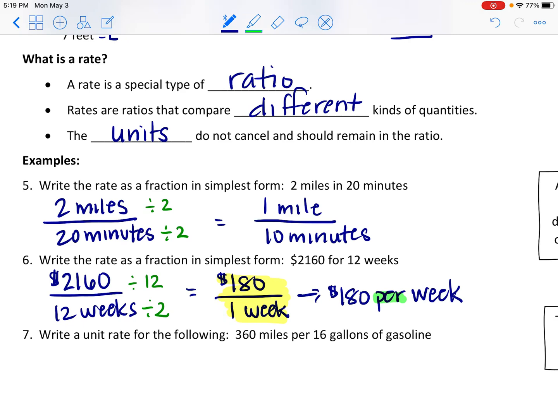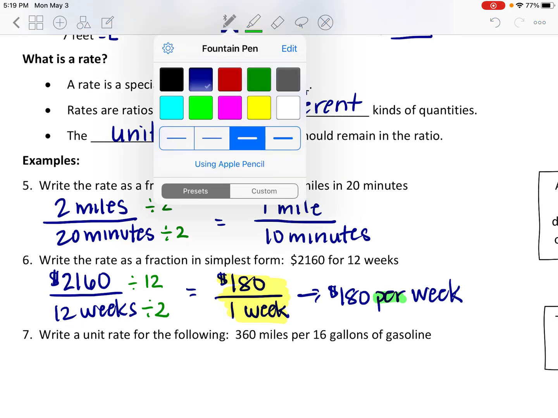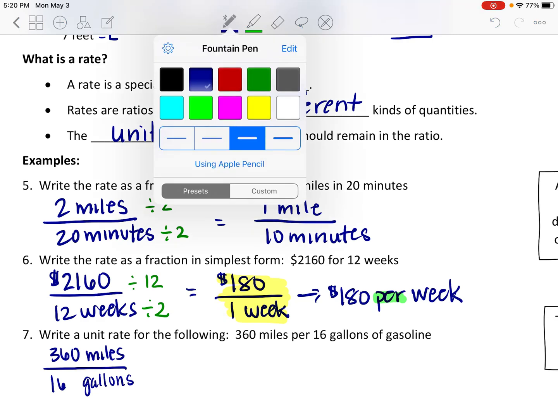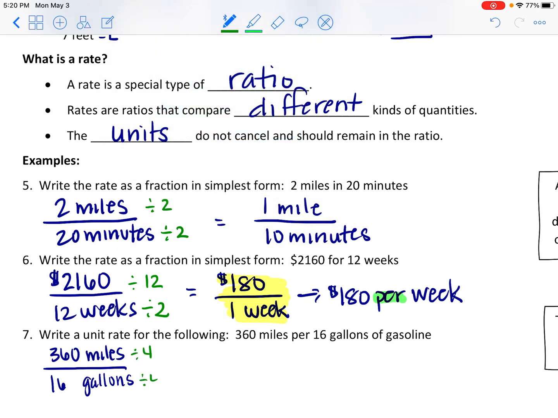The last one here says write a unit rate for the following. So we have 360 miles per 16 gallons of gas. There's that word per again. That means 360 miles, divided by 16 gallons of gas. If we were to reduce this, let's see, I think we can divide by 4. I'm going to start there, and then we'll probably have to reduce again. Actually, I think 8 will go in. Maybe 16 goes in. Nope, whatever. Let me start small. Okay, 8's going to go in.